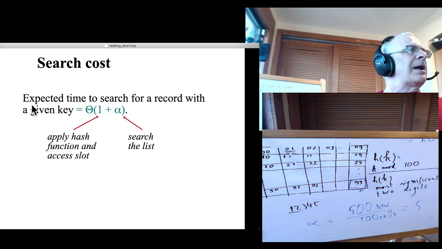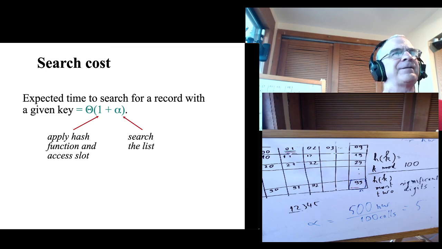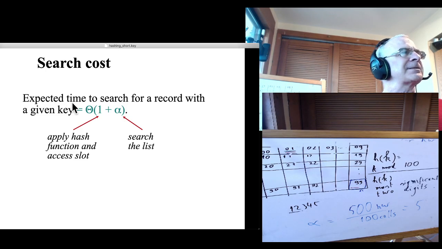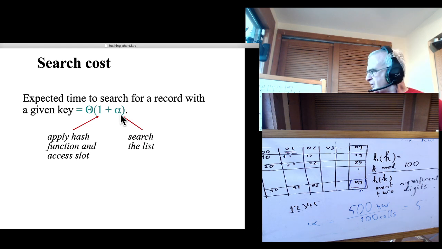Well, the expected, but now it's a very weak way of expected. It's expected only if the data is really friendly and distributed perfectly nicely. Then still the expected time to search for a record will be 1, because you have to access the table no matter what, plus the length of the list of elements that you have to check.